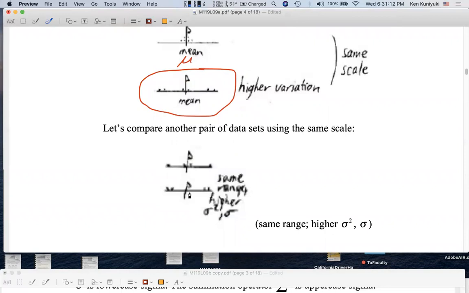Like over here. Now it's true that they have the same range. The two data sets here have the same range. Max minus min is the same. And yet we have the sense that this data set here is going to be more spread out than this data set. They're more spread out about the mean. Well, let's see why. It does turn out that the second data set would have a higher variance or standard deviation.